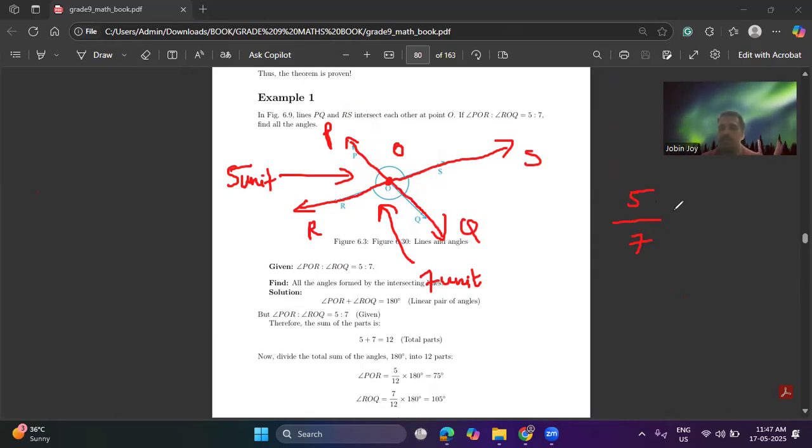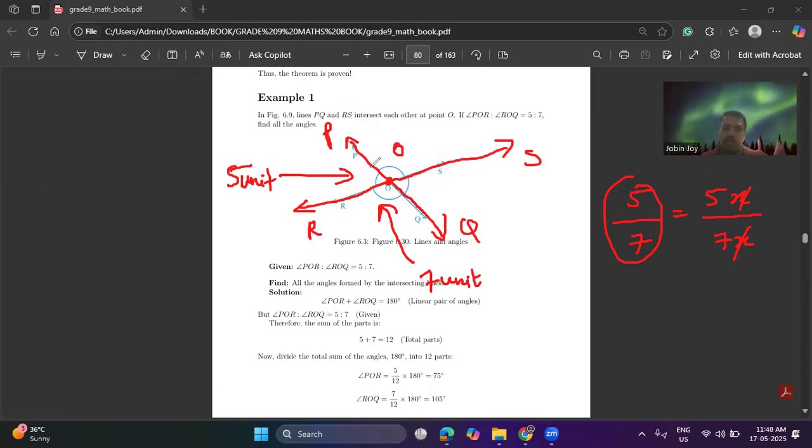I can write this as 5x by 7x. The x cancels, we don't know the exact value, we know the ratio only. When you simplify it, you can write 5 into x, 7 into x, the x cancels, and I will be getting 5 by 7. So angle POR is 5 units and angle ROQ is 7 units.